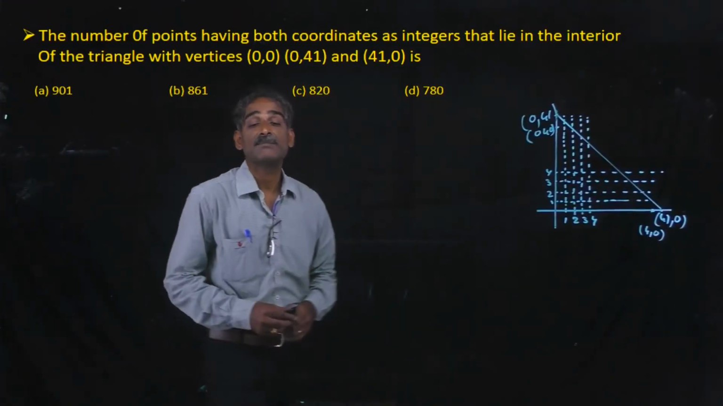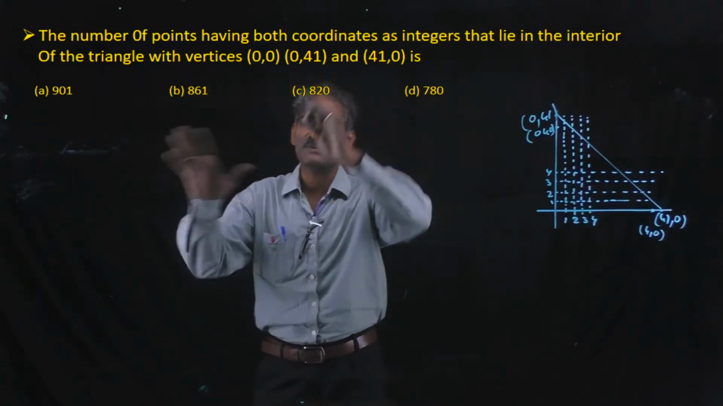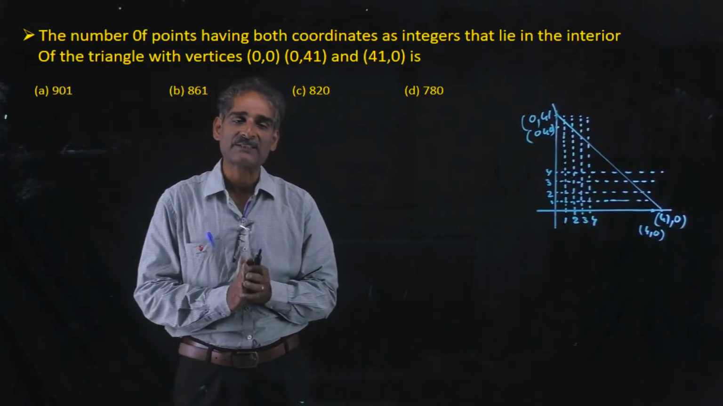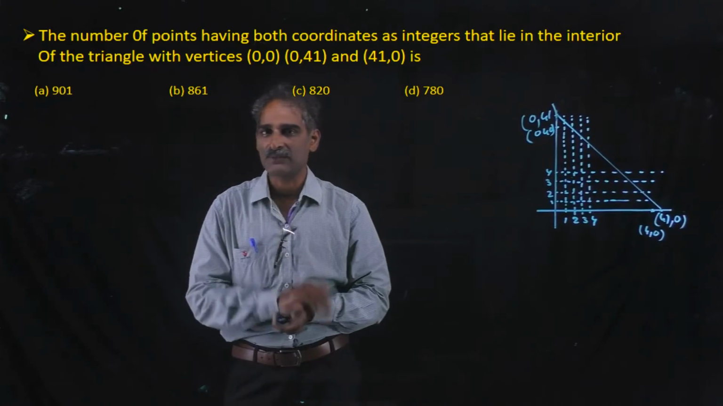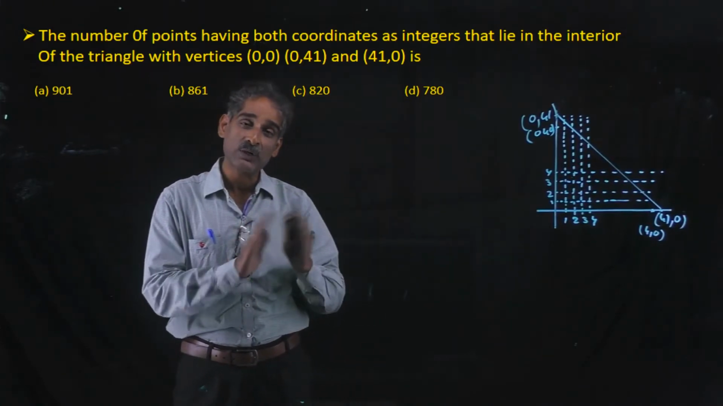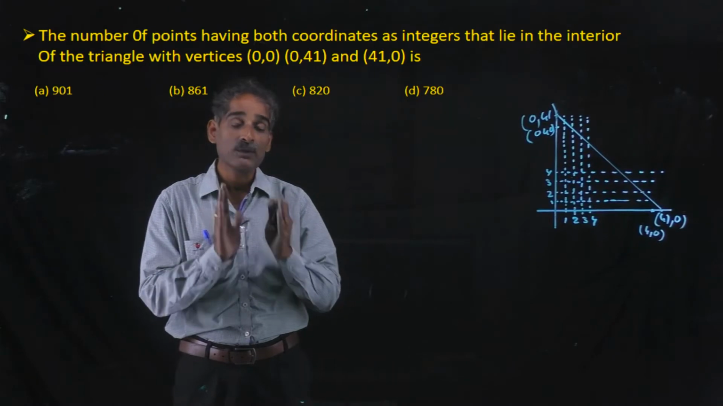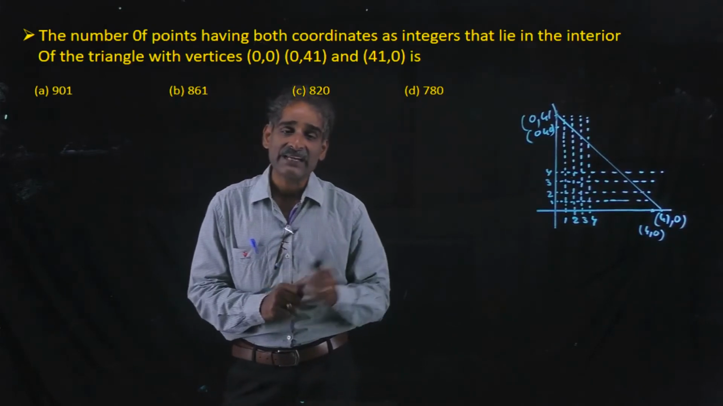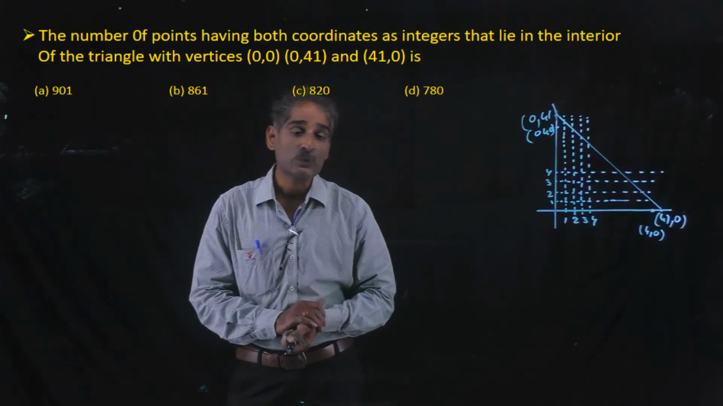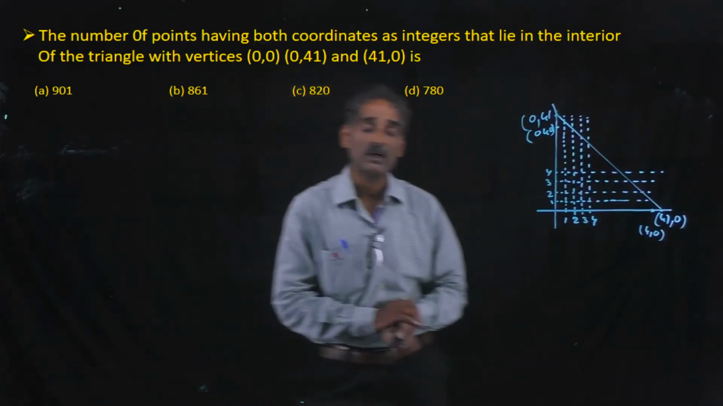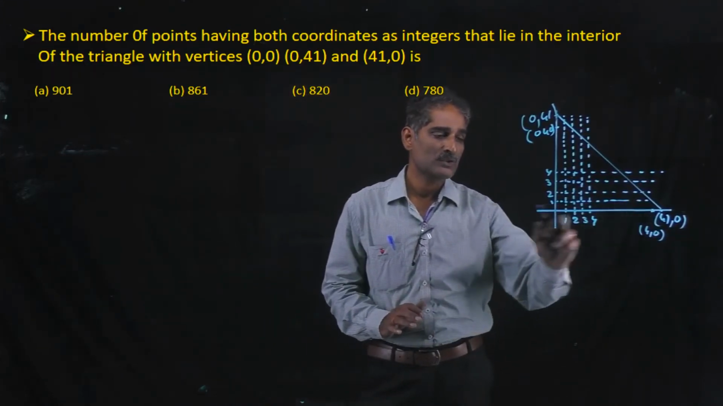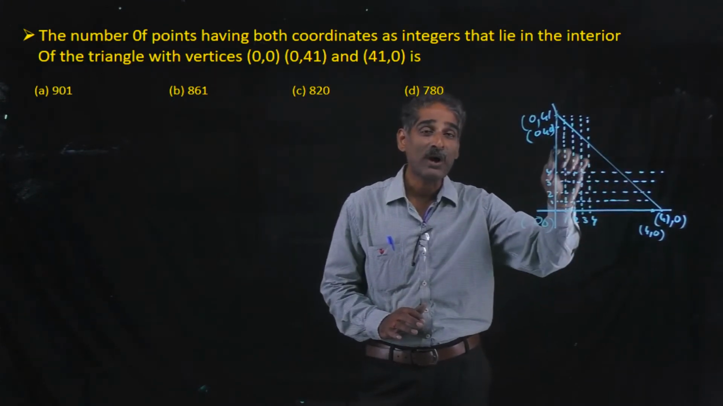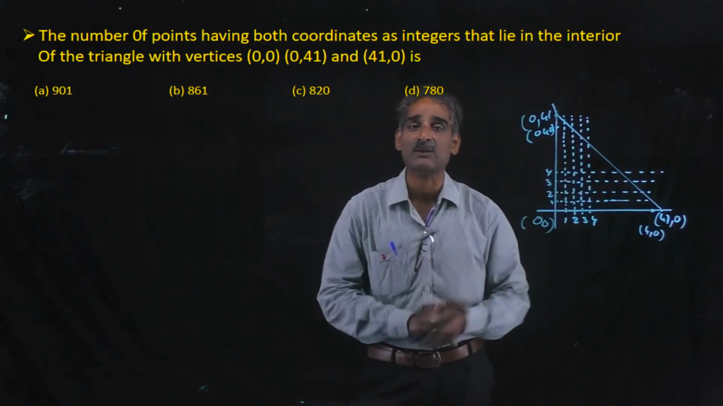Okay, see this diagram. The diagram is important for this problem. Just first of all read the problem. The number of points having both coordinates as integers, you remember it. That means 1 comma 1, 1 comma 2, 1 comma 3, 2 comma 1, 2 comma 3, like that. Both must be integers. Okay, so integers that lie in the interior of the triangle with vertices 0 comma 0, 40 comma 0 and 0 comma 40. We have to find out which points have integer coordinates.